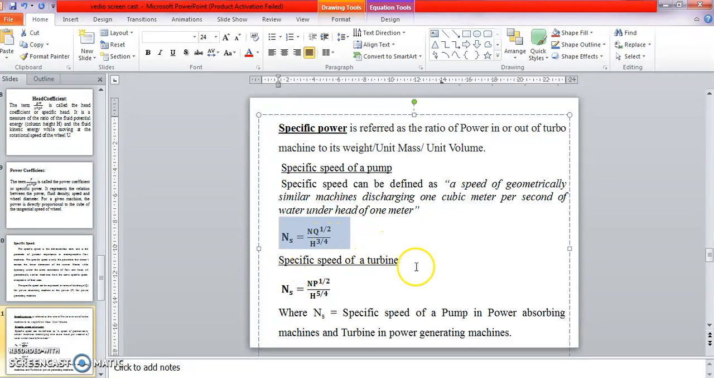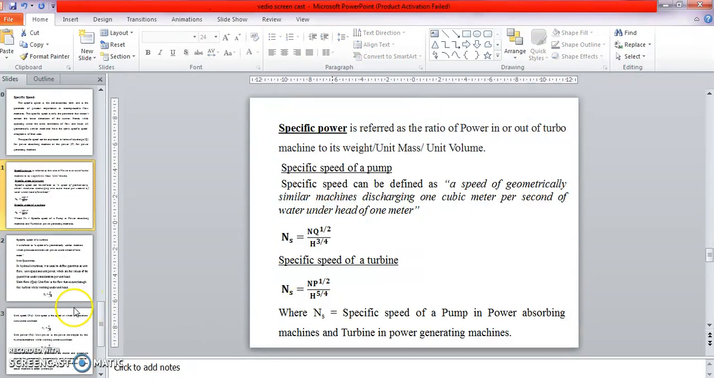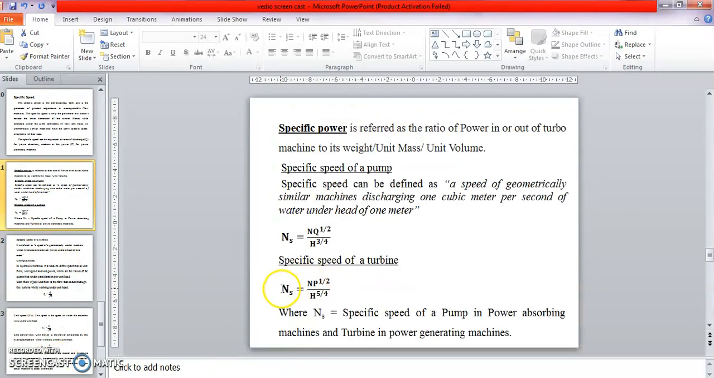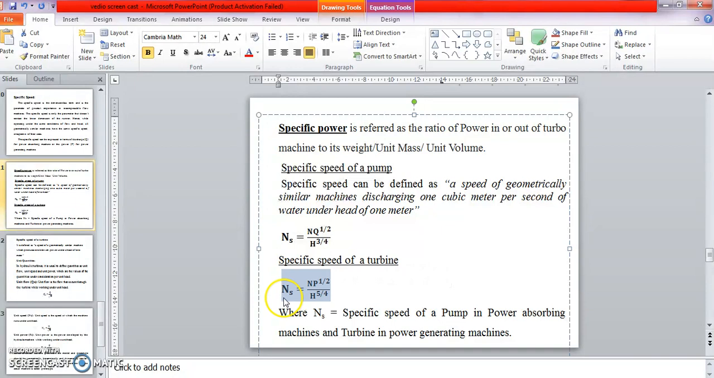The specific speed of a turbine is defined as that of a geometrically similar machine which produces 1 kilowatt power under a head of 1 meter. So based on this, we are going to derive this equation, that is Ns is equal to N P to the power of 1 by 2 divided by H to the power 5 by 4. Here Ns is the specific speed of a pump in power absorbing machines and of a turbine in power generating machines.